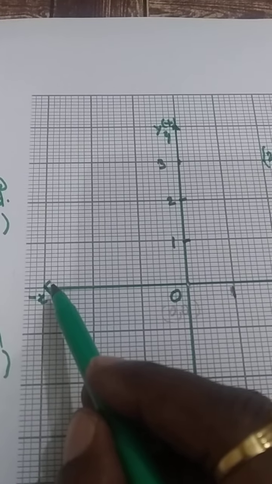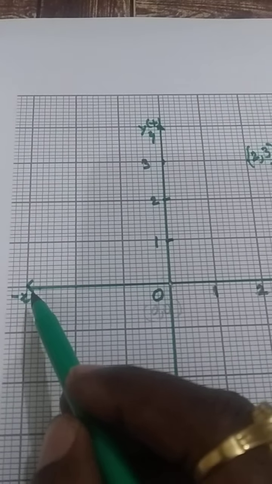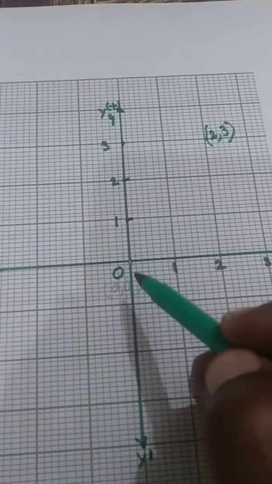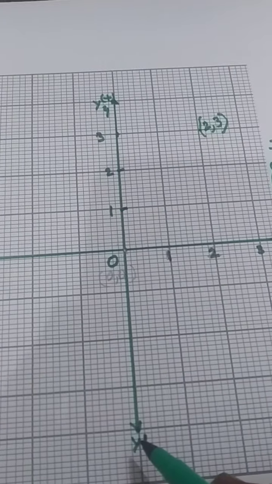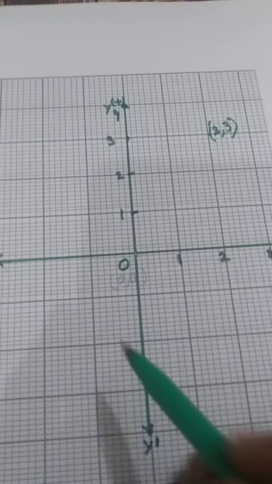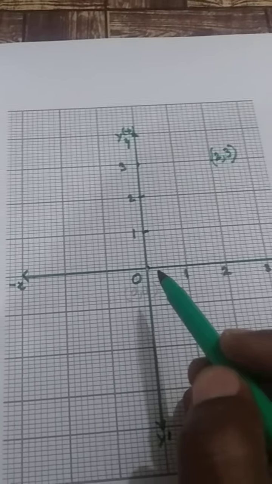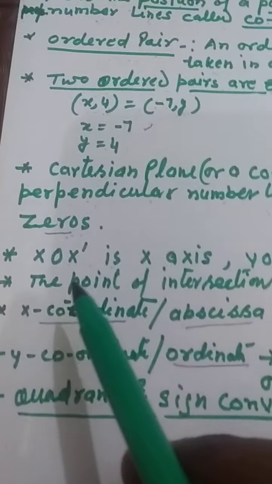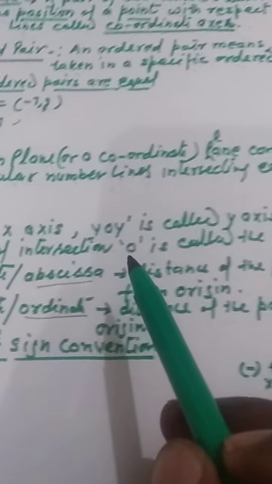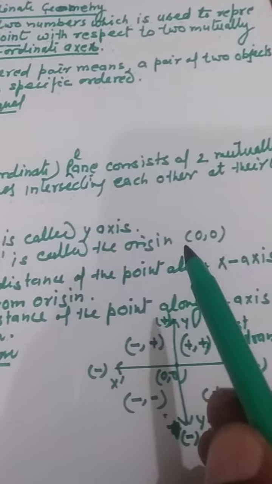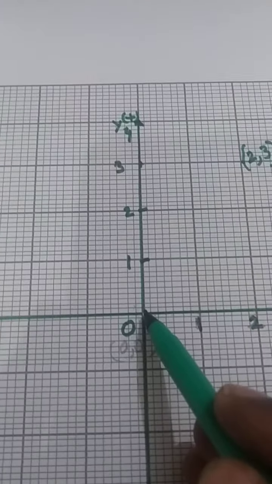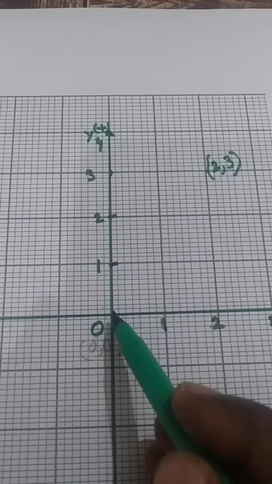x-o-x dash is known as the x-axis. y-o-y dash is known as the y-axis, and this intersection point O is known as the origin. The point of intersection O is called the origin. I am talking about this point. This is called the origin.